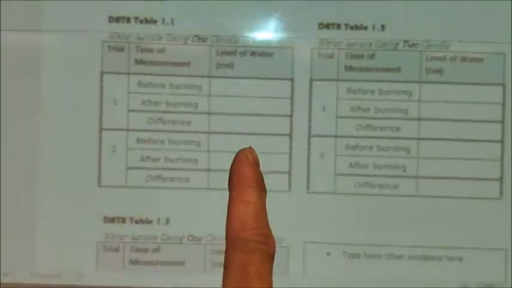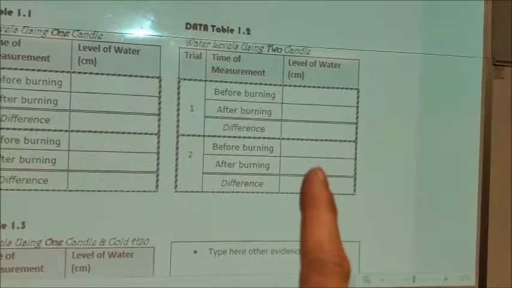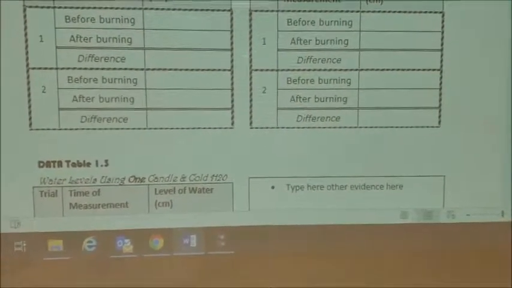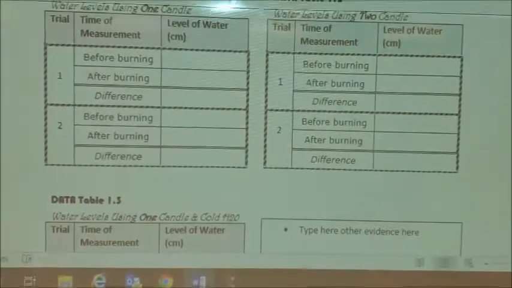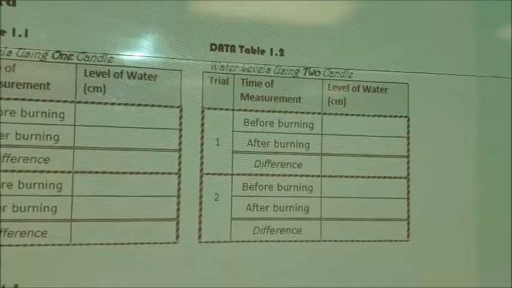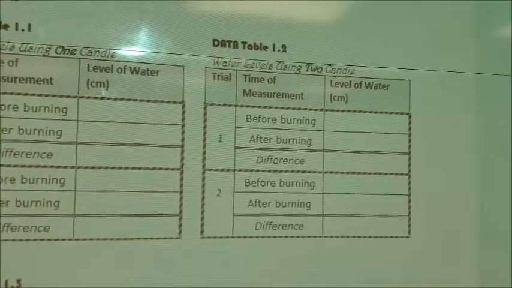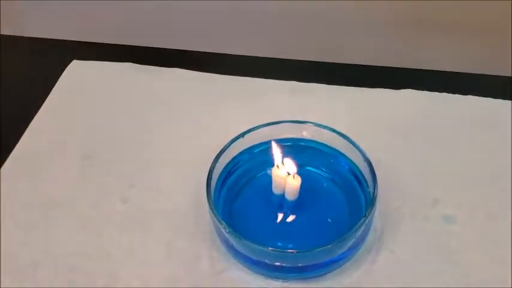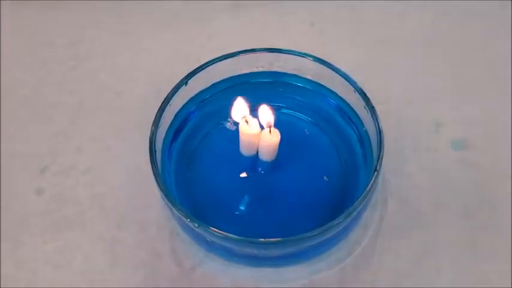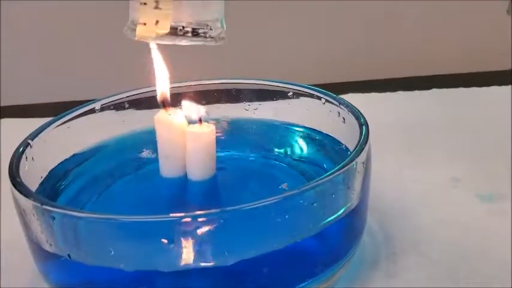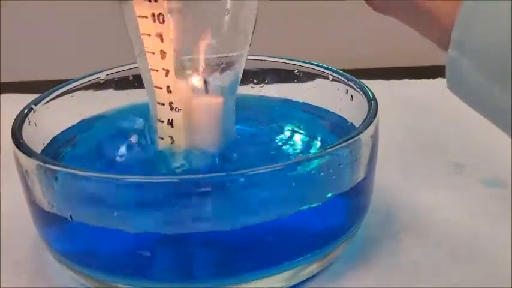Now let's have some fun and start experimenting. Let's change a variable. Let's mess things up and see if it can help us with our claim. We're now going to try 2 candles. So let me get that set up. So we're now on data table 1.2, experimenting with 2 burning candles. The before volume, I have not changed the water. It is that same value we had before. So let us now try this with 2 candles and see the effect.